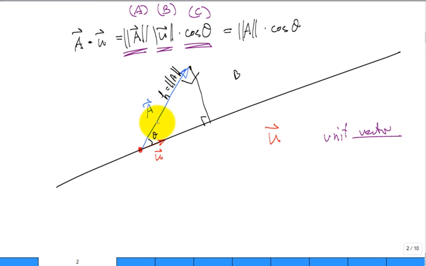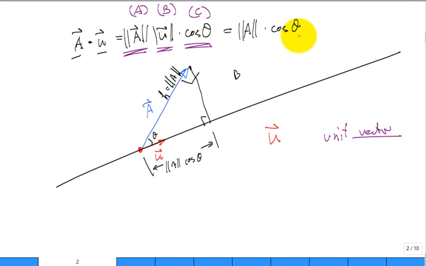And when I do the dot product of A dotted with U, it's the hypotenuse times the cosine of the angle theta. What does that give us? The magnitude of A times the cosine of the angle theta. Is that opposite or adjacent? I forgot. Adjacent. So really what this gives us is the magnitude of the projection of A, or the magnitude of A in the direction of the unit vector.